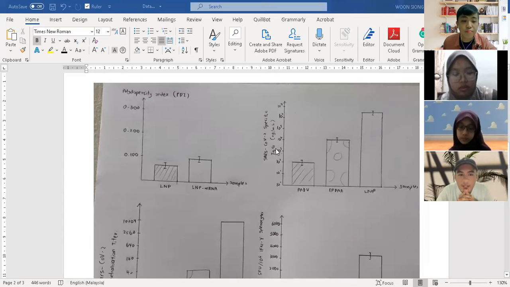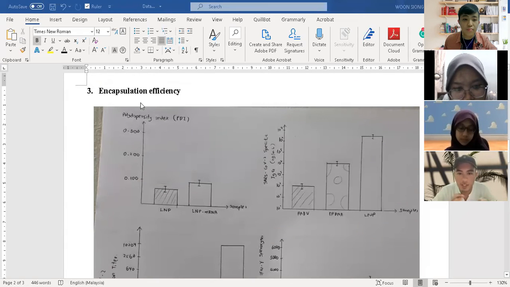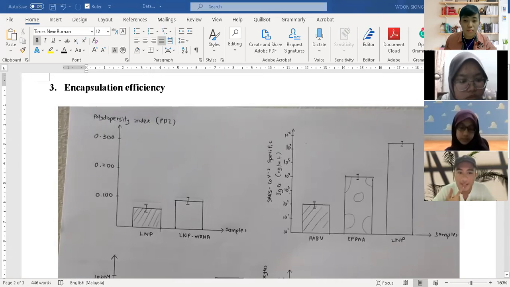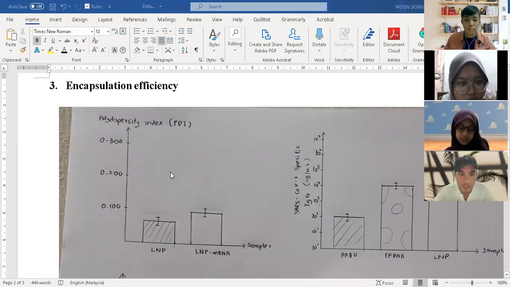Technically, encapsulation efficiency is the calculation of the efficiency of the RNA being encapsulated into the lipid nanoparticle. So the thing that is actually being done in this vaccine production is to see whether the lipid nanoparticle is efficiently encapsulated.